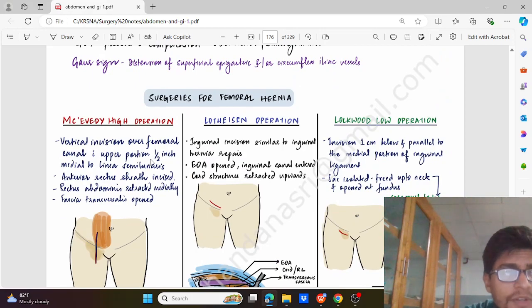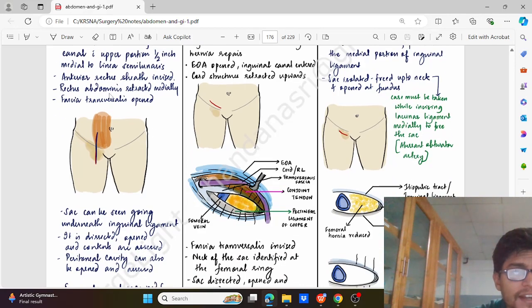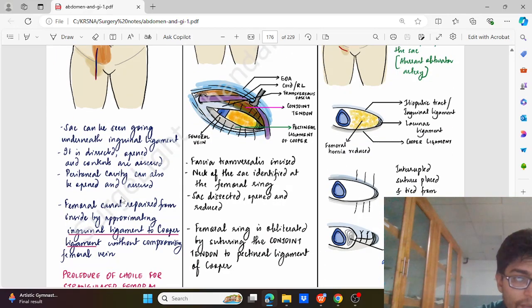Then the McEvedy high operation, that is a vertical incision over the femoral canal, with the upper portion half inch medial to the linea semilunaris, as we can see in the diagram. The anterior rectus sheath is incised, the rectus is retracted medially, and the fascia transversalis is opened. The sac can be seen going underneath the inguinal ligament.